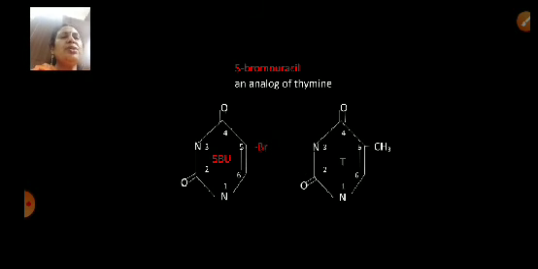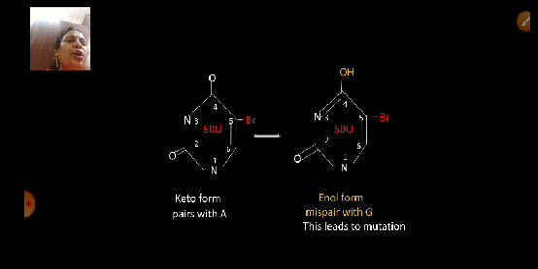This is the structure of 5-bromouracil. It is structurally very similar to thymine. The only difference is that in thymine, at the fifth carbon there is a methyl group, and in 5-bromouracil there is a bromine group at the fifth position. This methyl group or bromine has nothing to do with pairing. As thymine pairs with adenine, 5-bromouracil also pairs with adenine, but 5-bromouracil readily undergoes tautomerism and gets converted into its rare enol form, and when it changes to its enol form, it mispairs with G.